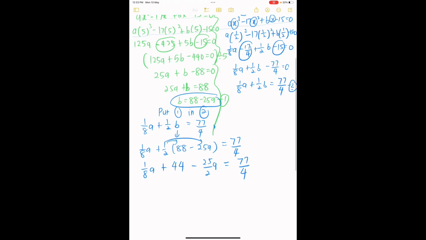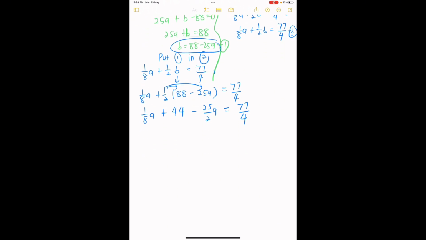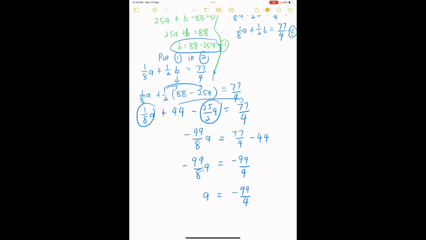So from here, solve for a. You will get minus 99/8 a equal to, the number you move to the right becomes 77/4 minus 44. It will give you minus 99/4, and you can solve for a now. So a is equal to minus 99/4, this is times, this is divide, minus 99/8. So a you will get 2.